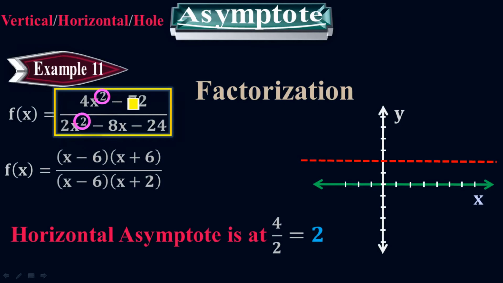So x squared minus 36 equals (x minus 6)(x plus 6), and x squared minus 4x minus 12 equals (x minus 6)(x plus 2). These are the two factors for the numerator, and these are the two factors for the denominator. That's how we did the factorization here.